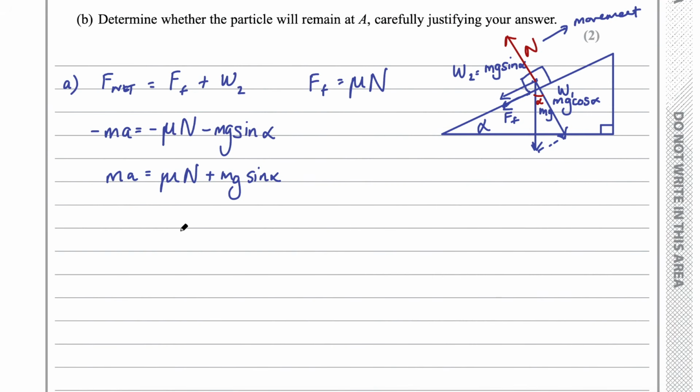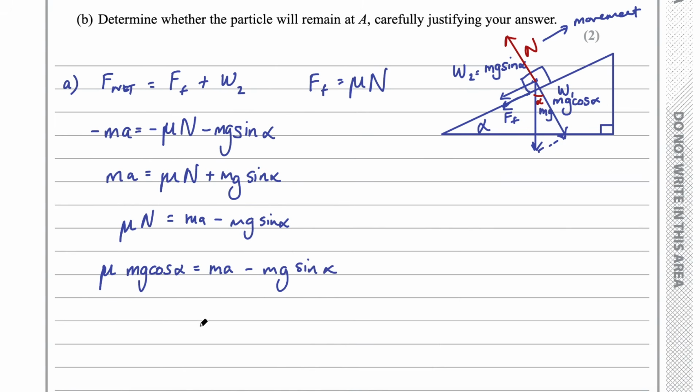Now, before I start trying to substitute things into this equation, I'm going to rearrange it so that I have mu by itself on the left-hand side. So what I'm going to do is subtract mg sine alpha from the left-hand side and then flip it around. So what I'll end up with is mu N equals ma take mg sine alpha. Okay, and then let's think about this N. Remember we said N is mg cos alpha, so we can substitute that in now. And I'll leave the right-hand side as is for now.